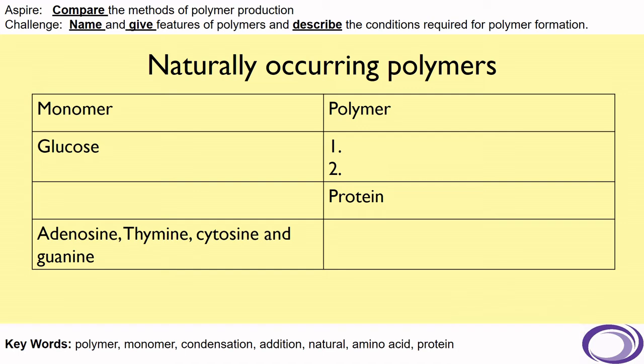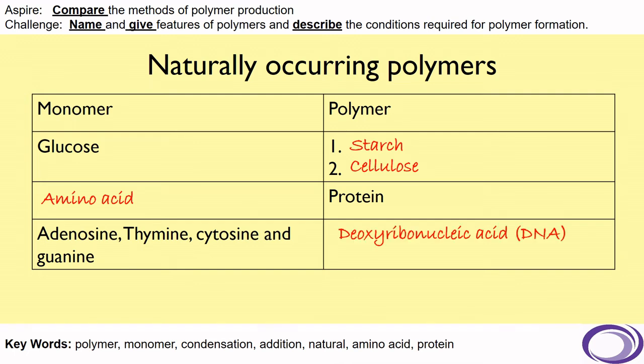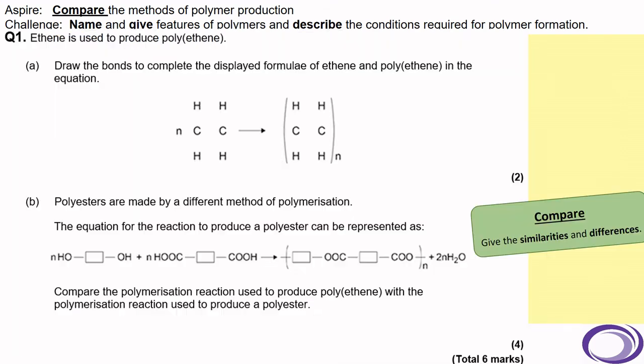Okay, so the polymers formed by the glucose monomer are starch and cellulose. You could have had those in either order. If protein is the polymer, the monomer is amino acids. And on the one that has 4 different monomers, the polymer we are forming is deoxyribonucleic acid, commonly known as DNA. So now it's time for us to have a look at some exam questions.